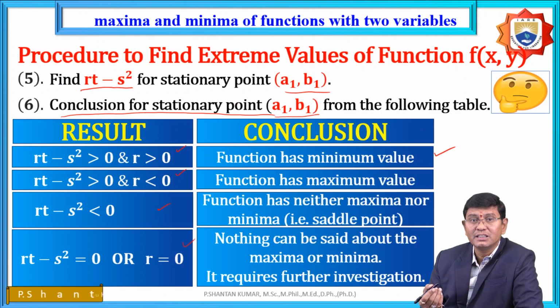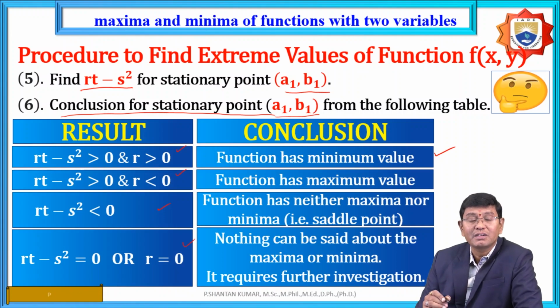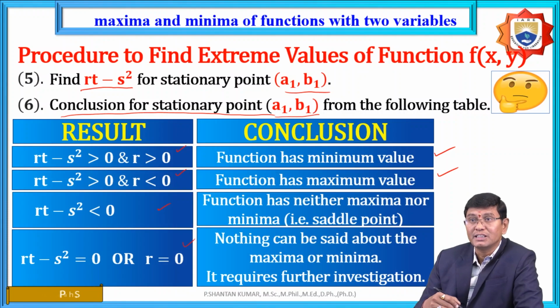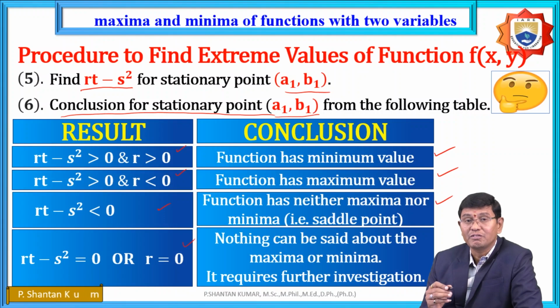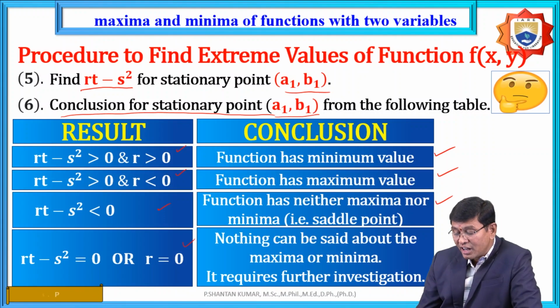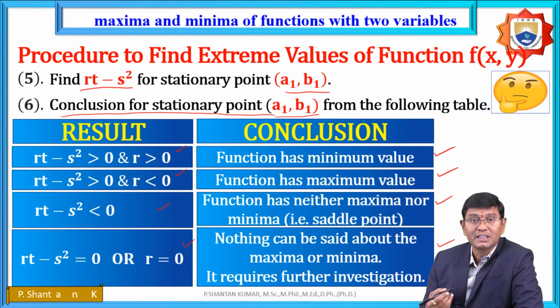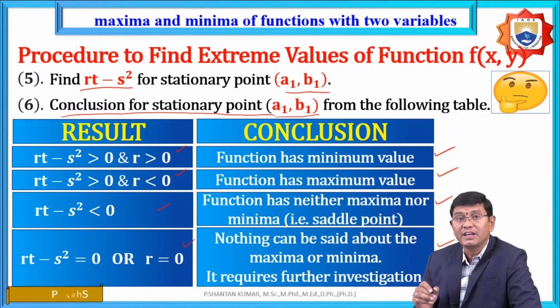and r is less than 0, the function has a maxima. But if rt minus s square is greater than 0 and r is greater than 0, the function has a minima. If rt minus s square is less than 0, the function has a saddle point. And if rt minus s square is equal to 0, further investigation is required.